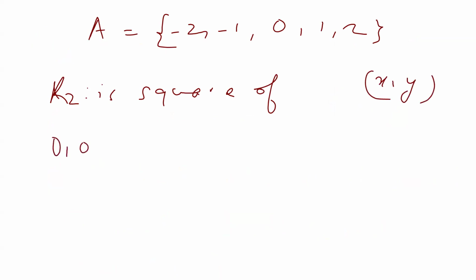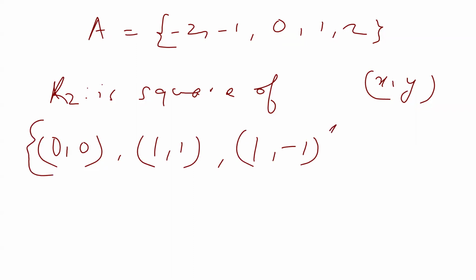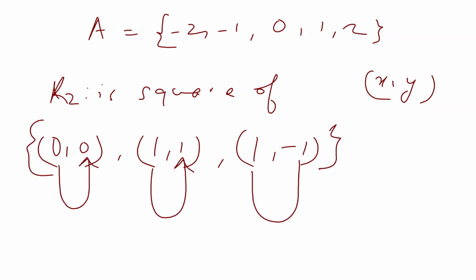So 0 is the square of 0. 1 is the square of 1. 1 is the square of -1. 2 is not square of anything, and negative numbers are also not square of anything.